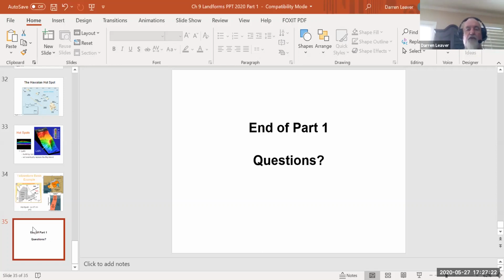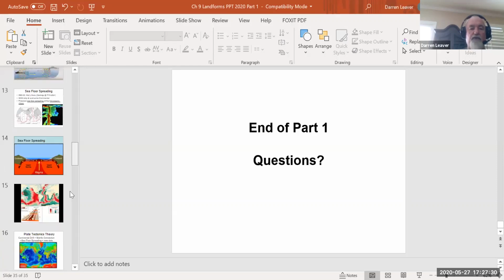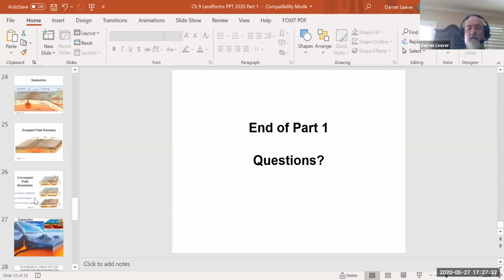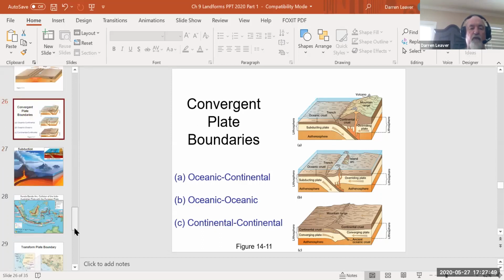So as we go through the slides, make sure to take a look at some of the terms that we looked at in that regard. I want to show you what I'm talking about. This mountain range, with oceanic-continental convergence, is called a volcanic arc, whereas with oceanic convergence, we have an island arc. Okay? That's where I got those terms from.